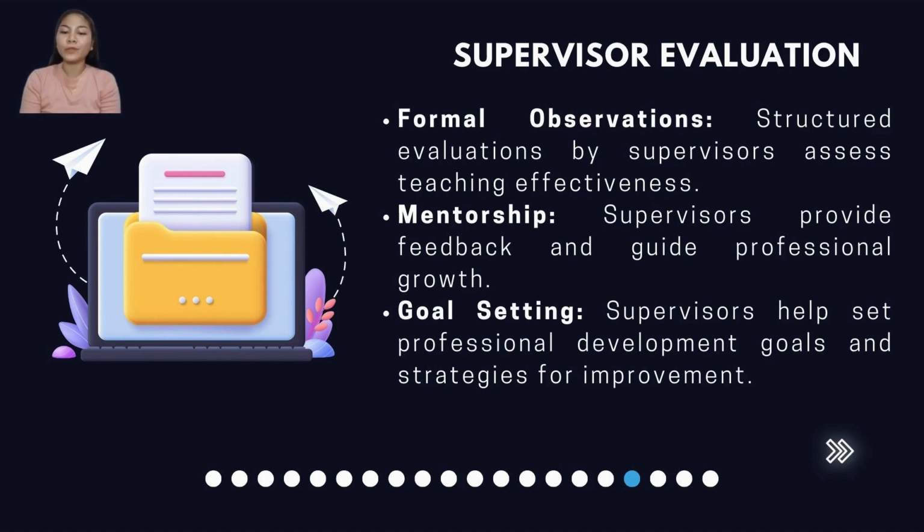So next one is goal setting. Supervisors help set professional development goals and strategies for improvement. Goal setting is defining specific, measurable, and time-bound objectives to focus efforts, track progress, and achieve desired outcomes effectively in a personal, academic, or professional context. So here is an example: a supervisor might suggest that a teacher improve their questioning techniques to promote deeper thinking, or they may recommend professional development opportunities that align with areas where the teacher is looking to grow.